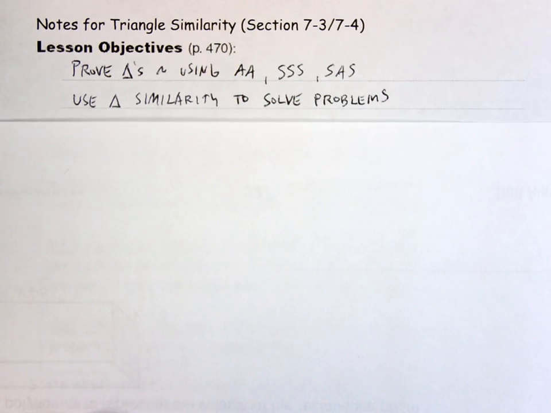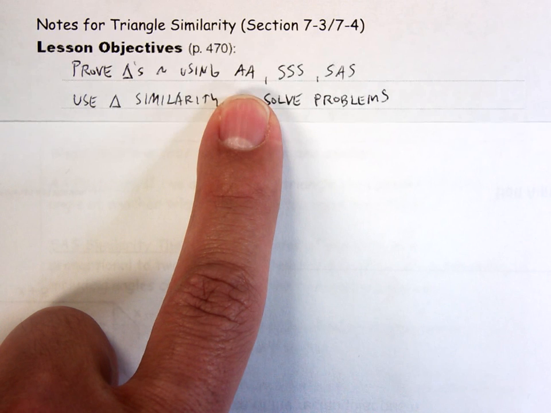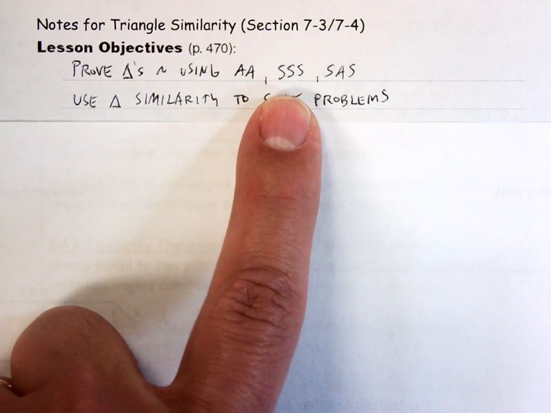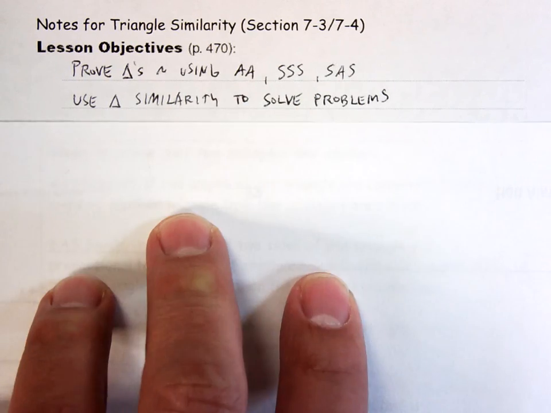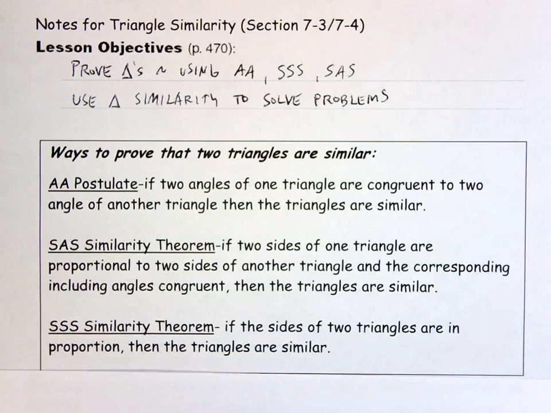Today we're talking about section 7.3 and 7.4, and specifically triangle similarity. So today we're going to prove that triangles are similar using AA, which of course stands for angle, angle; SSS, side, side, side; SAS, side, angle, side; and then we're going to use triangle similarity to solve some problems. Saved you a bunch of writing. This is already typed up.